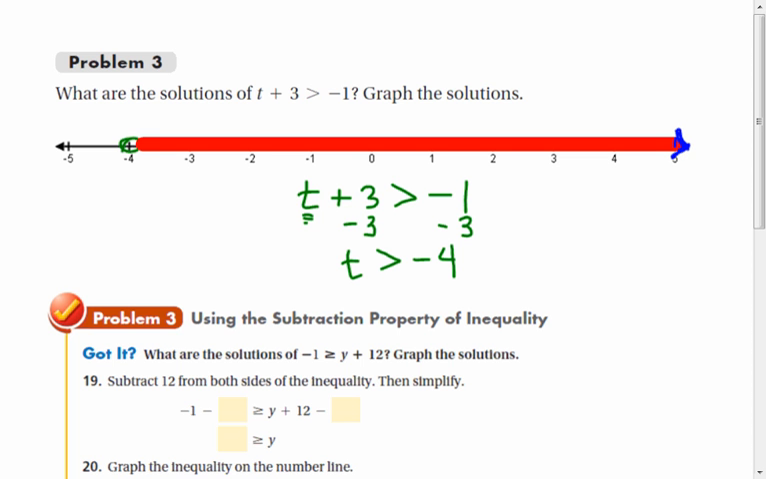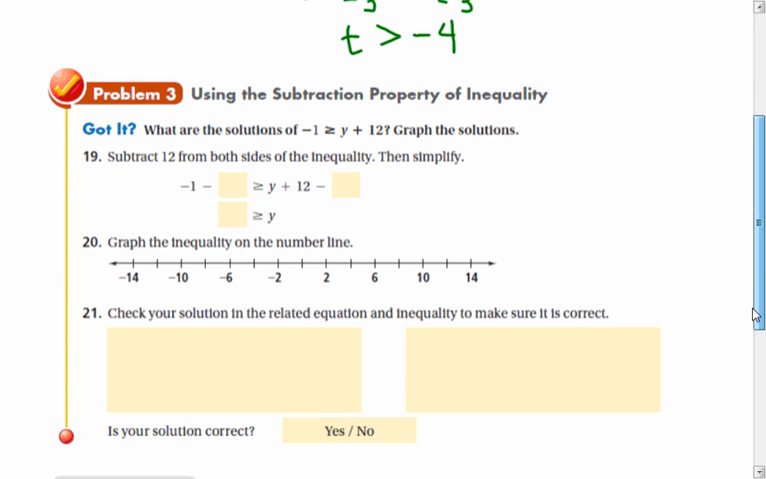And then you just might want to check your solution. So -4 plus 3 should be equal to -1, which it is. And then any one of these numbers should also be true, like 0. If I did 0 plus 3, it should be greater than -1. 0 plus 3 is 3, and 3 is greater than -1. All right, you try that problem. Pause now.